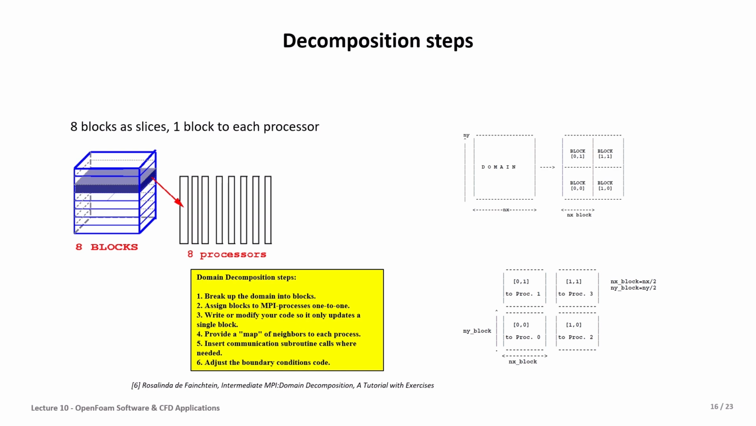But here, if you want to look at the setup, these are the steps to use the domain decomposition. In fact, in the beginning, we need to break up the domain into blocks or subdomains. Then each block is assigned to an MPI processor.